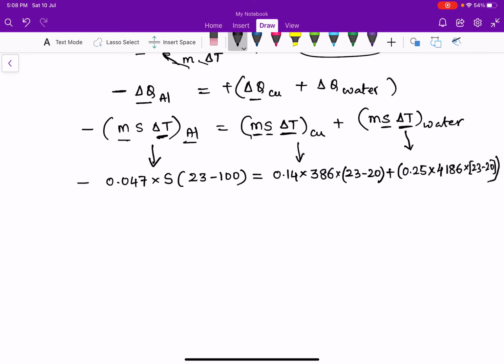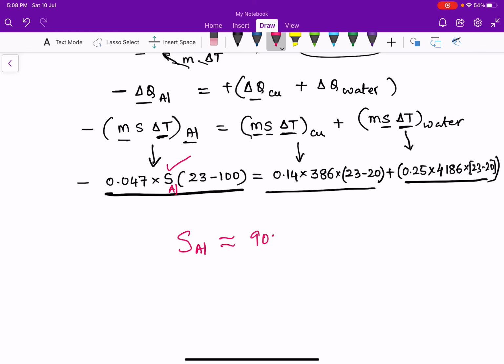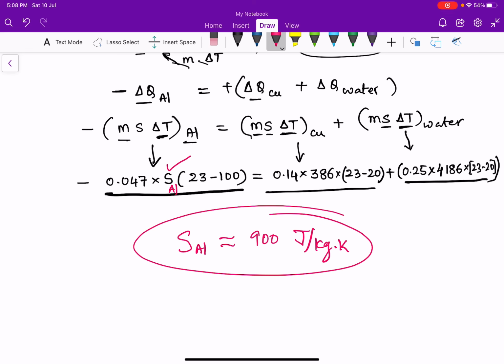So by calculating this, everything is known. What is the unknown thing here? The unknown thing is the specific heat capacity of aluminum. So by solving this using a calculator, you will get the specific heat capacity of aluminum, which is around 900 joules per kg per Kelvin. You will get this answer by solving the above expression.